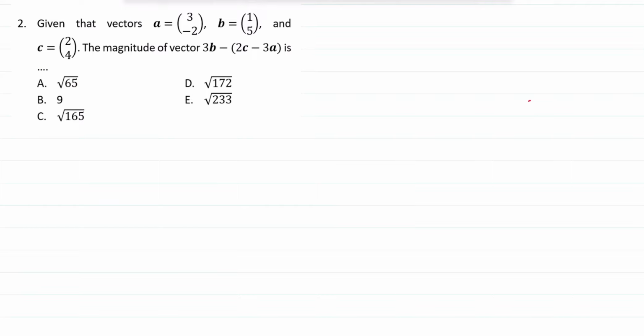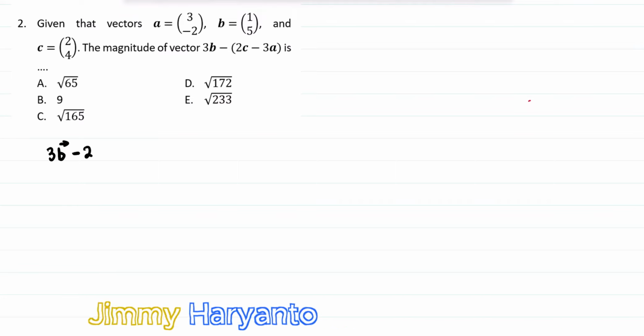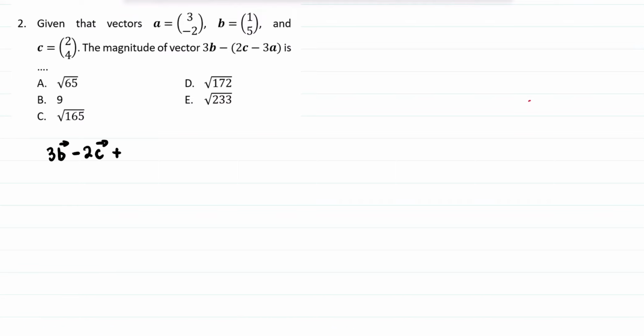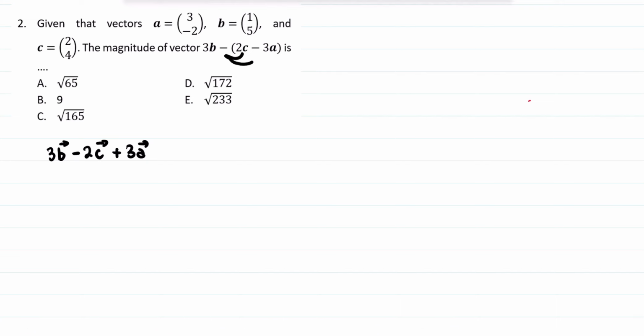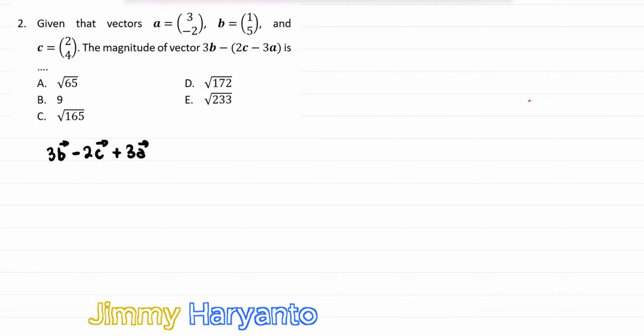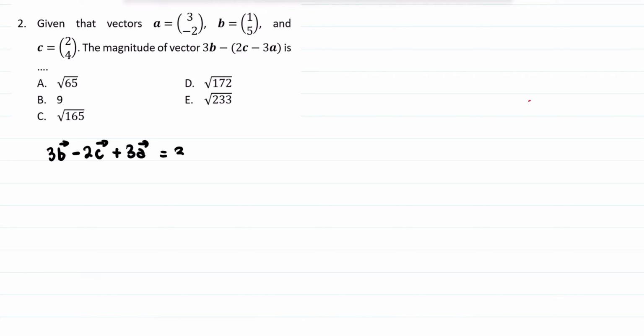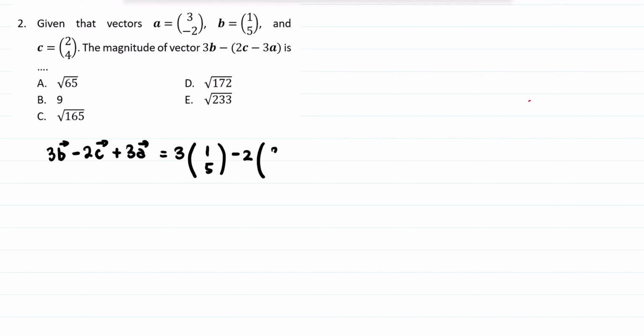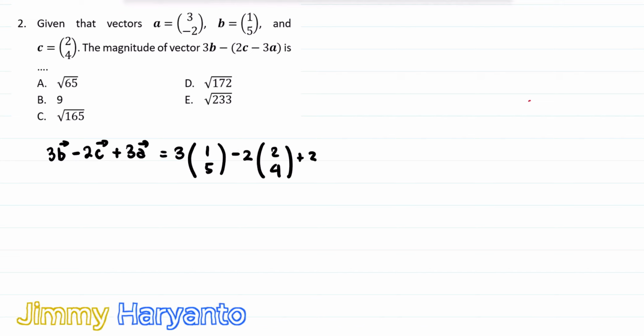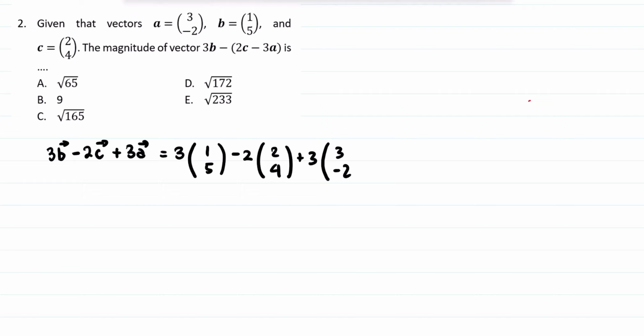Next, question 2. Given vectors a, the question wants you to find 3b - 2c and then plus 3a. So I have input the negative into the brackets. So you have this, and then you only have to calculate (1, 5) right here, negative 2 times (2, 4), and then plus 3 times (3, -2).